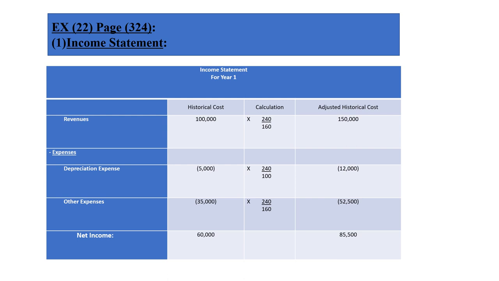In example, exercise 22, page 324, we started with the income statement. Income statement: revenue minus expenses. In this exercise I had depreciation expense, other expense, and net income. The result is net income.